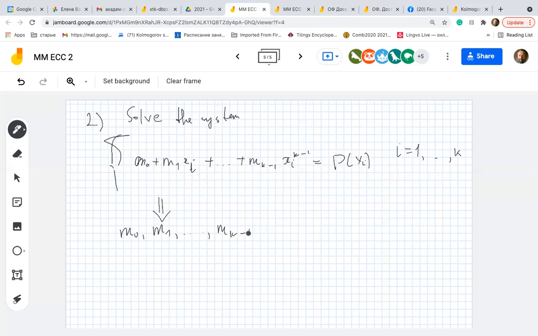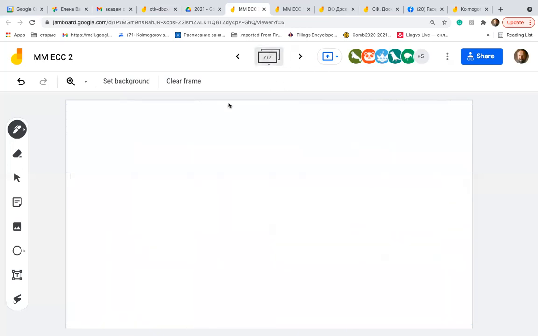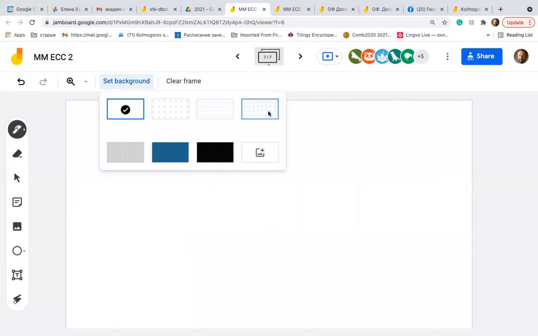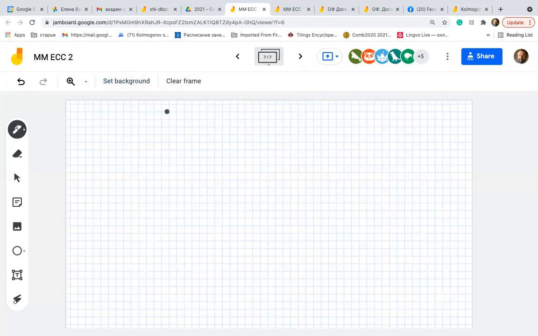Okay, so we have discussed how to decode Reed-Solomon codes when we have no errors, and we will proceed to the case when we have some errors. So let's start the new slide. Decoding from errors.